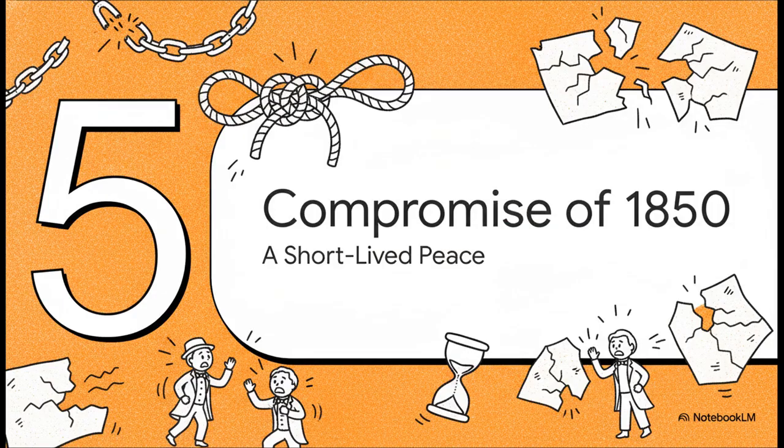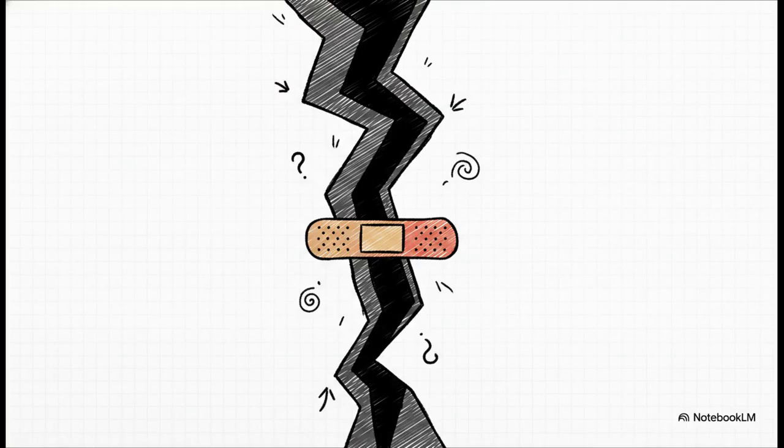Which perfectly tees up Section 5, the Compromise of 1850, a short-lived peace. Congress basically argued for months before finally passing the Compromise of 1850. Now, it wasn't just one single rule, it was actually a collection of 5 distinct laws intended to somehow solve the slavery question in all these new territories.